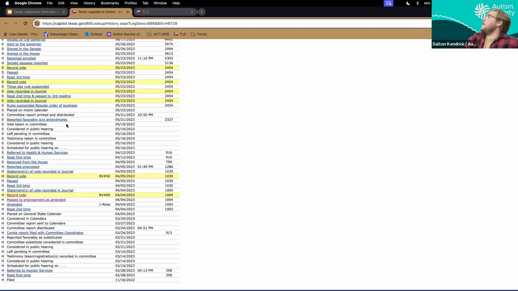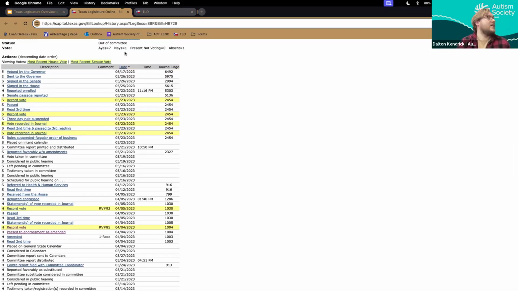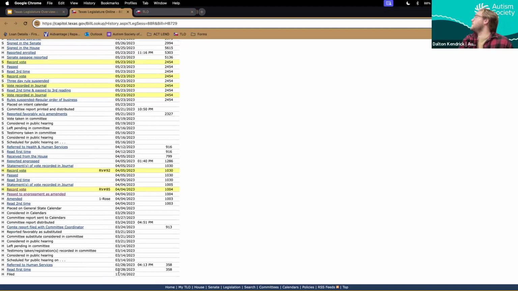All righty. Well, the Senate's committee voted favorably on it, so that it moves on to the calendar. You know, sometimes they vote on it a couple of different times. All right. So it was signed in the House, it was signed in the Senate, it was sent to the governor. Great, we're on step 3. And then the governor vetoed it. So he vetoed it on 6/17, which I believe is the last day. So it got all the way to the end, and then it was vetoed. So this was filed on 11/16, which is one of the first days that you can file a bill. They got it right out at the beginning.